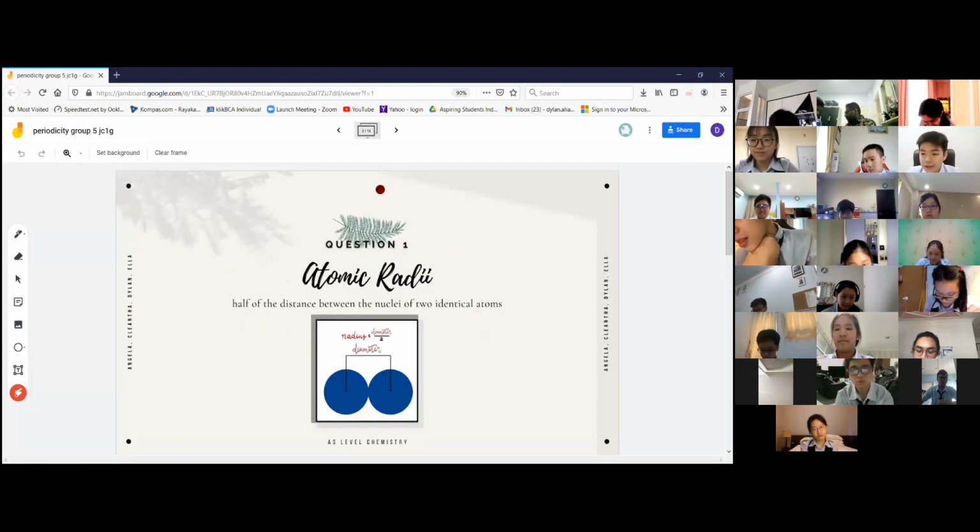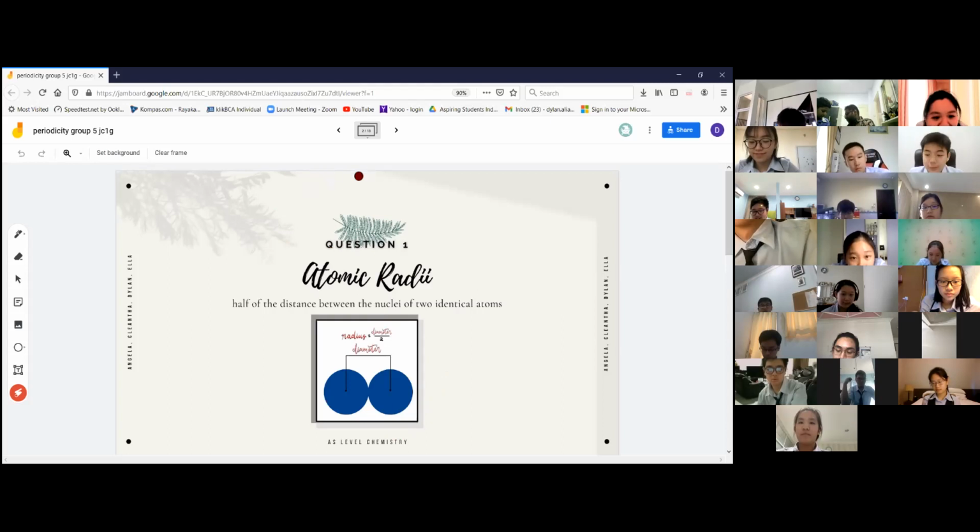Now, what do you understand about atomic radii? From my understanding, it is half of the distance between the nuclei of two identical atoms as shown in the figure below. We can also compare the size of different atoms by using their atomic radii.